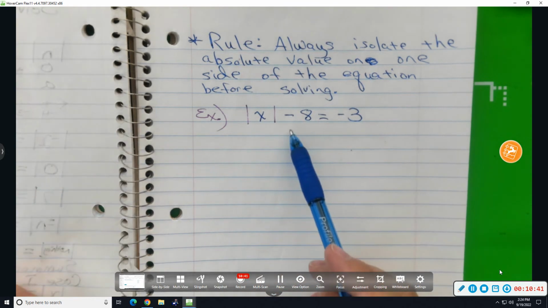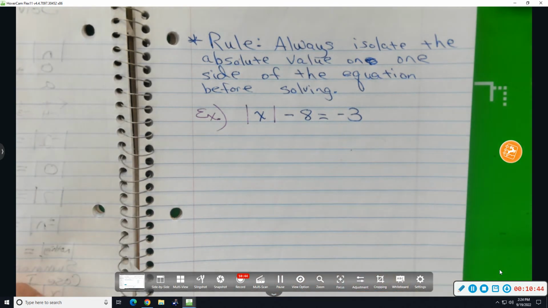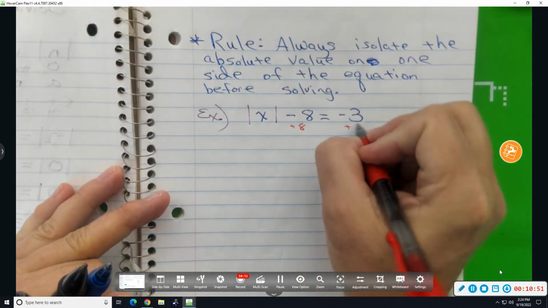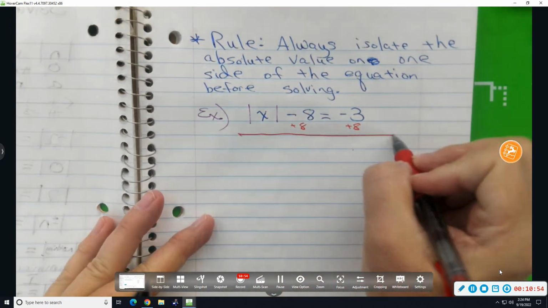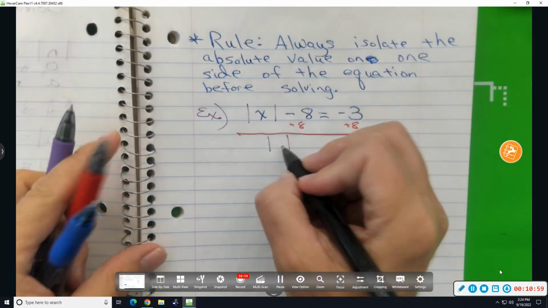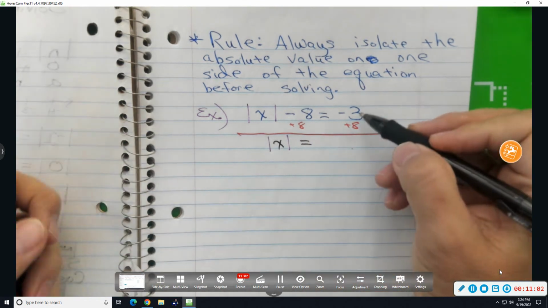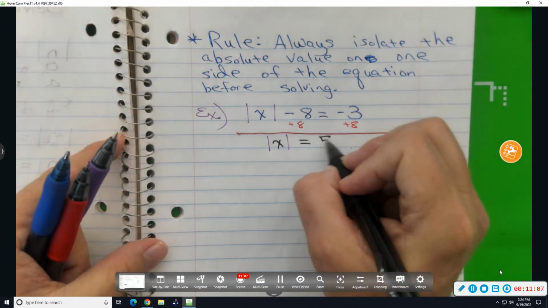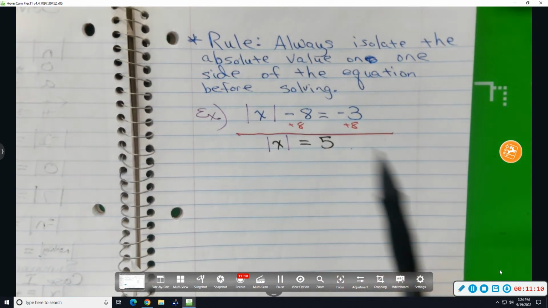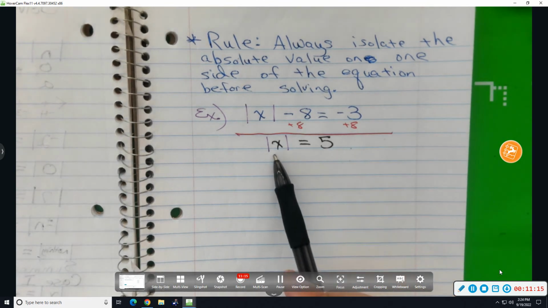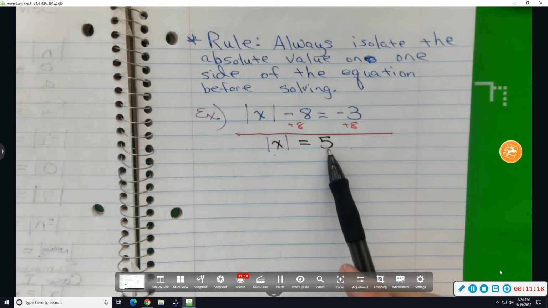What can we do to get rid of that minus 8 that's stuck there with that absolute value? Add 8. So plus 8 and plus 8. I don't think we're going to have that no solution situation now. We have the absolute value of x is equal to negative 3 plus 8, which is 5. Now we have that first case, and that first case is by far the most common situation. An absolute value on one side, a positive number on the other side.